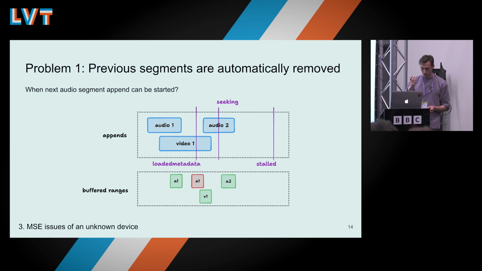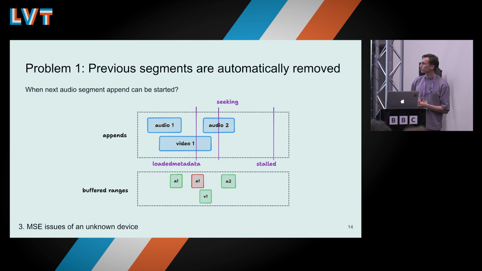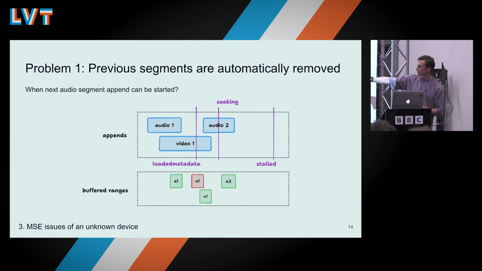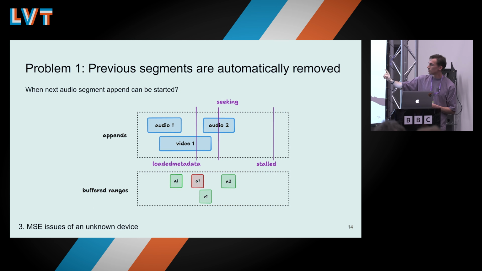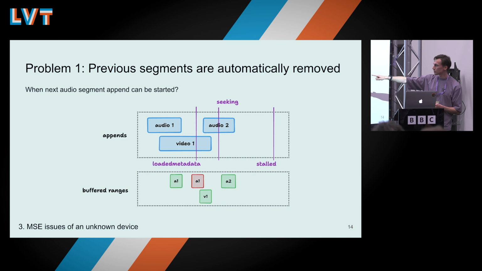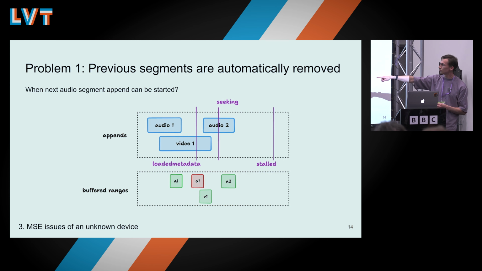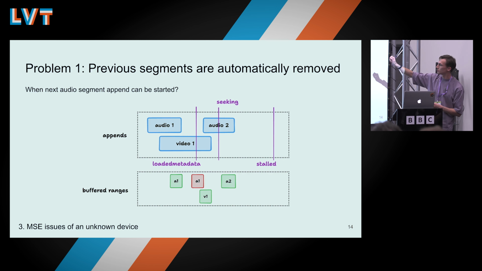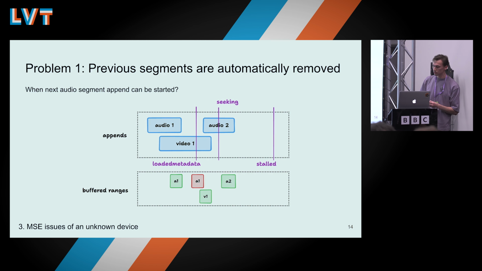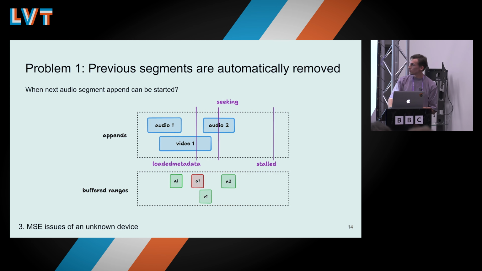So my first idea was to delay it. And the problem here, as you see at the bottom, is that the buffer ranges for the first audio were removed when it tried to append the second audio. So as I said, I'd like to delay it. The first question would be for how long I would like to delay.